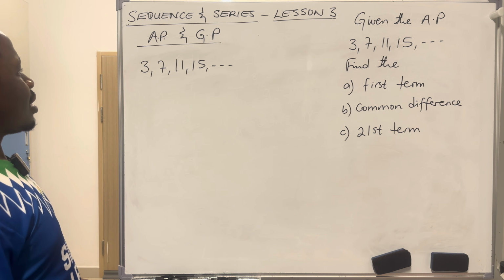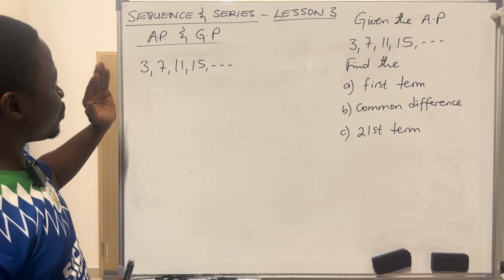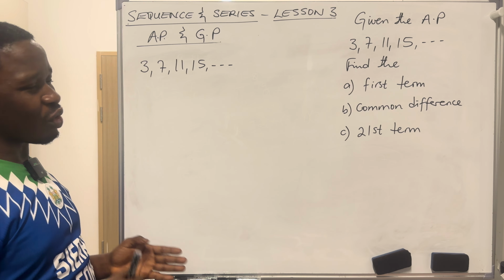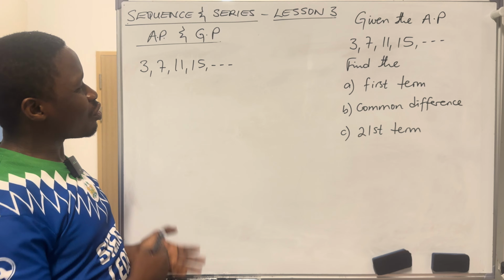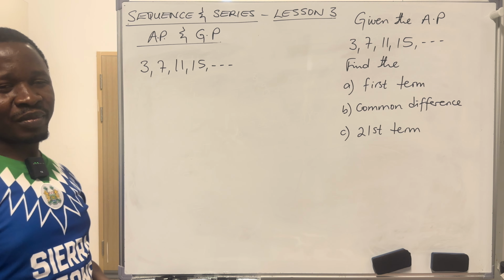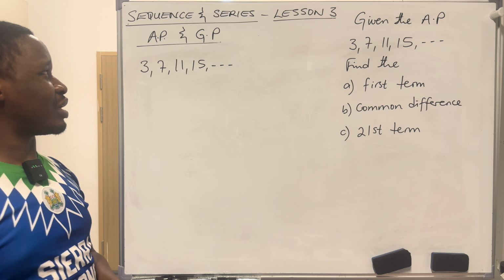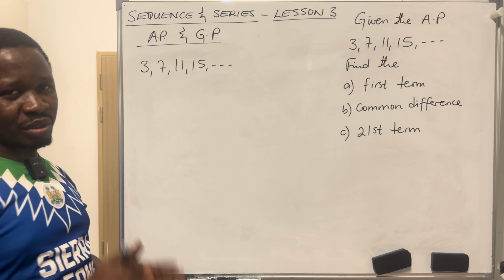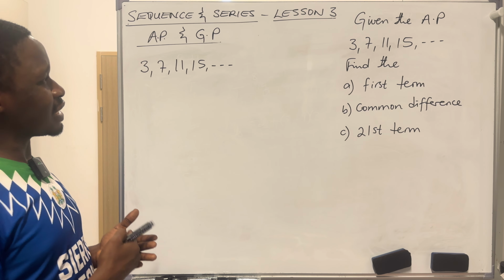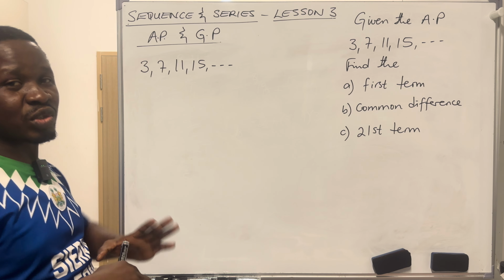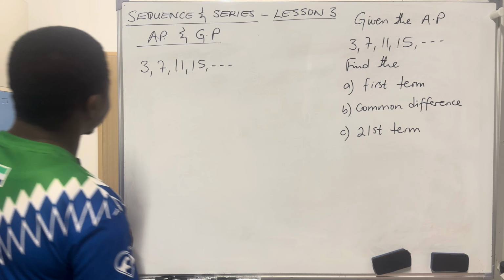I always advise students to be able to figure out if it is an AP or GP without being told, because sometimes the question paper will not tell you that it is an AP or GP. And all the formulas that we are using are based on a specific category, whether it's an AP or GP. So how do we know that it is an AP? It's all about consistency.